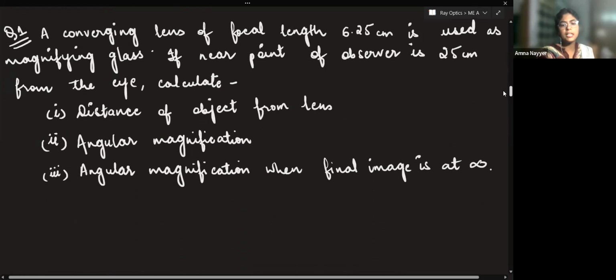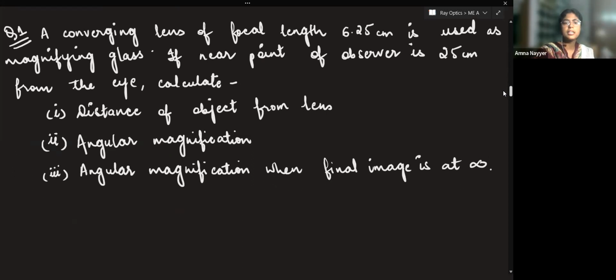Okay, it says a converging lens of focal length 6.25 centimeters is used as a magnifying glass if the near point of the observer is 25 centimeters. In some questions, 25 centimeters can be mentioned, but there are chances that you have to write it on your own. In questions where you do not have any information about the near point, you have to use 25 centimeters only.